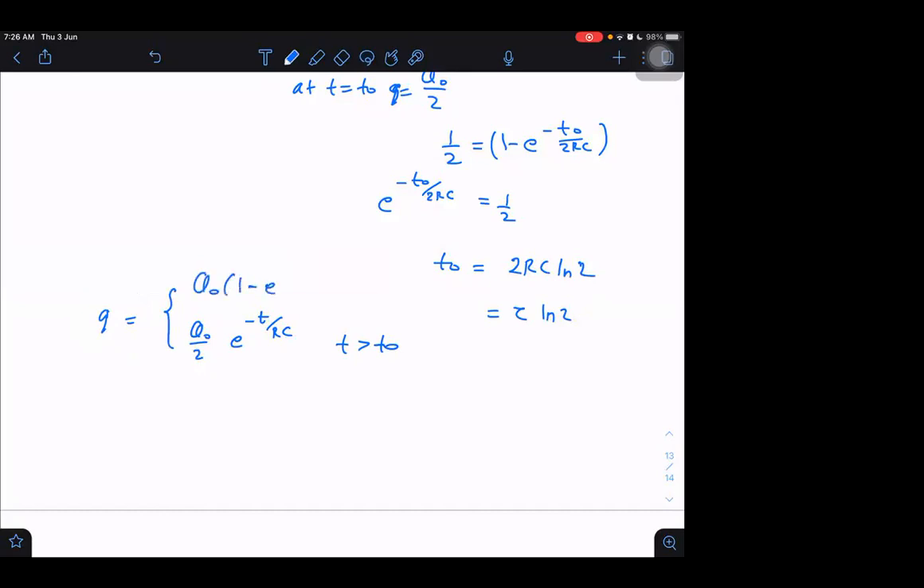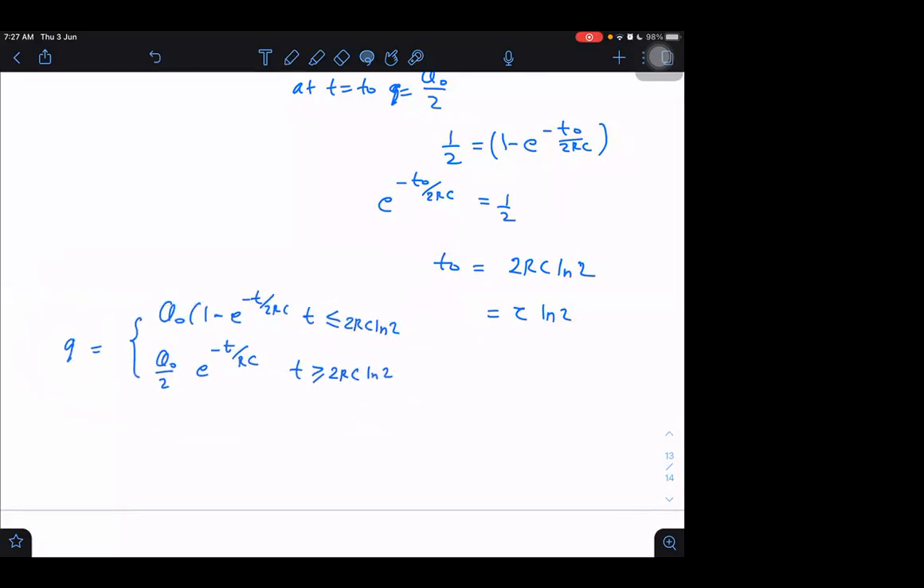Q naught into 1 minus e raised to power minus t by 2RC for t less than t naught. And we can say less than or equal to, and greater than or equal to also, because these values will be equal at the point where the graph changes. At that time, these values are equal. So I can write like this. And I can also put the values of t naught here. Those values are tau, but tau will be different. I should write 2RC ln2, and here I should write again 2RC ln2.